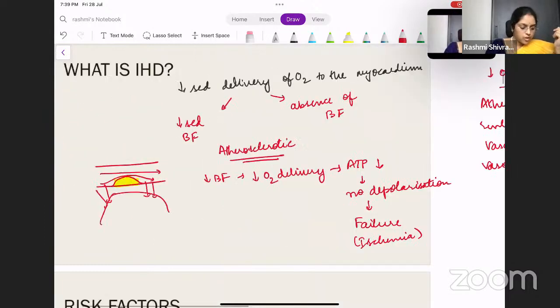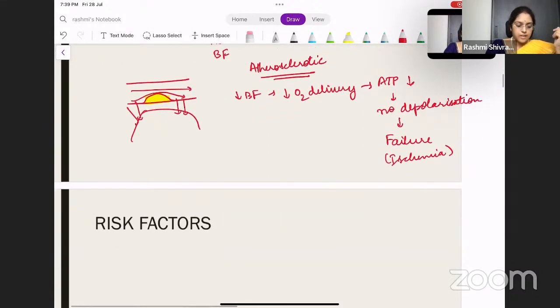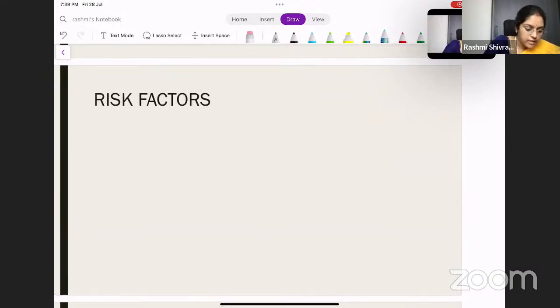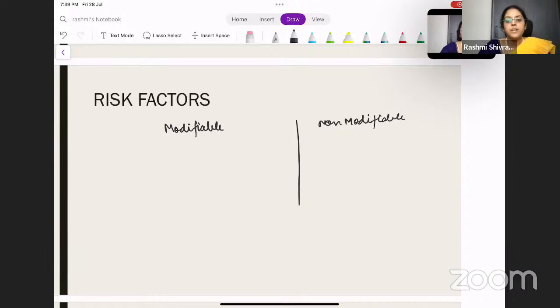Okay. So we have now seen what is ischemic heart disease. So what do you think are the risk factors? The risk factors can be either modifiable or non-modifiable.